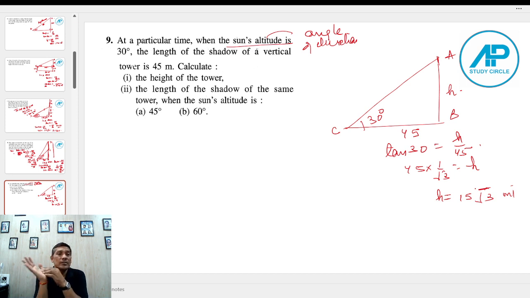They say that the length of shadow of the same tower when altitude is 45. Now the question is reversed now. Once I've got that value of height of the tower, I'm trying to find different values of shadows at different angles of sun. I take one of them. So altitude is 15 root 3 and angle is 45.